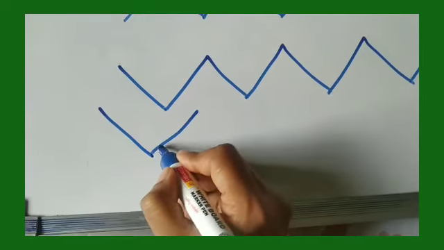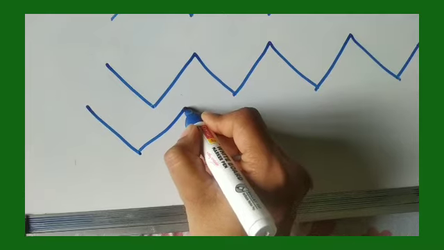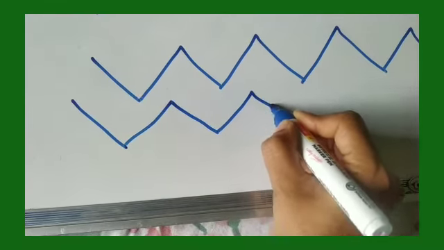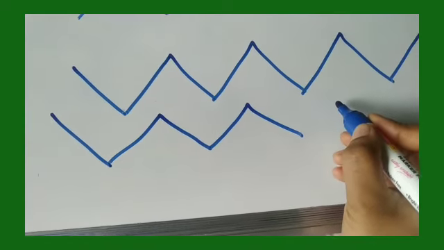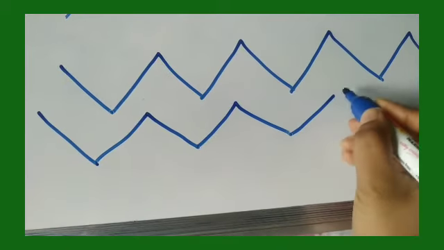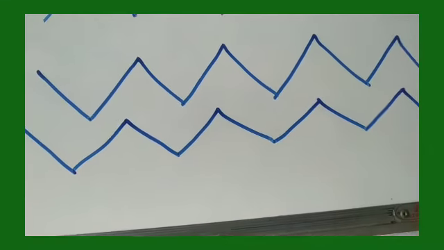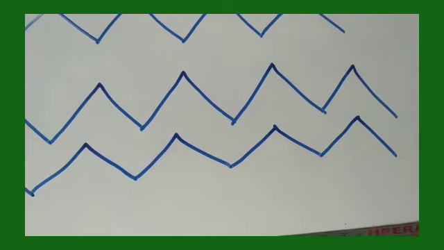These two lines will join. Left slanting line, right slanting line. Left slanting line, right slanting line. Left slanting line. Fine? So come, let's do it in the book.